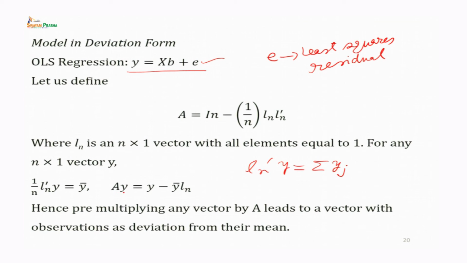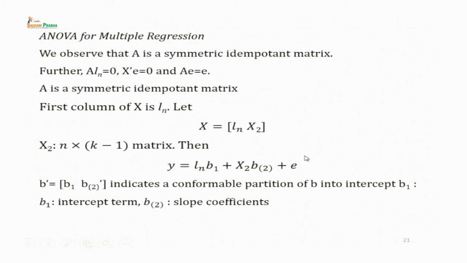And if you multiply A by y, you get y minus 1 by n l n transpose y, which is y minus y bar l n. l n has all elements equal to 1, so each element of A y means the first element is y 1 minus y bar, second is y 2 minus y bar. So, pre-multiplying any vector by A leads to a vector with observations as deviations from their means. Now, we consider the analysis of variance for multiple regression.